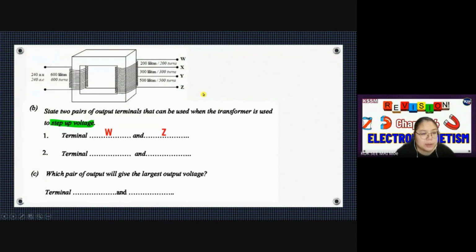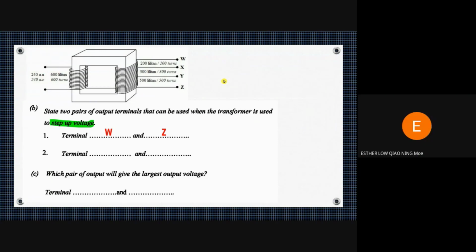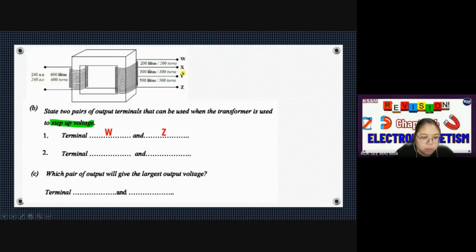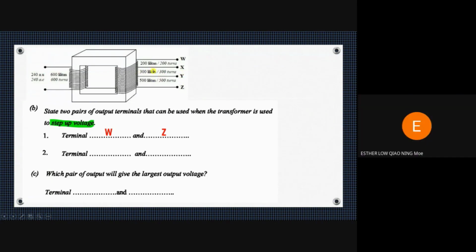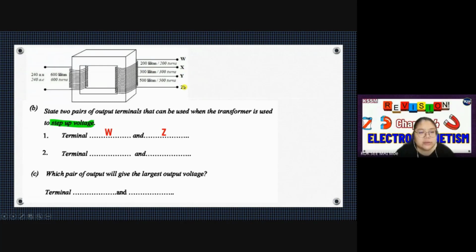Okay, second pair, maybe you don't want to start from W. You can start from the X. X go until? Y. X go Y only 300. Or X go to Z. X go to Z already is 800. So that one is a step up voltage.